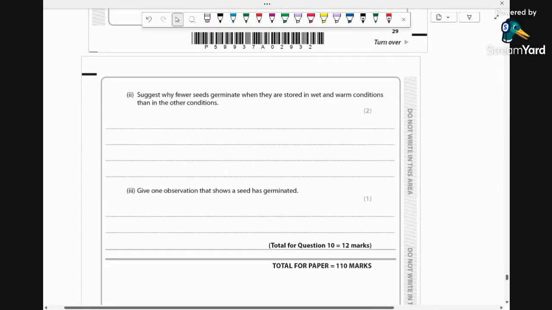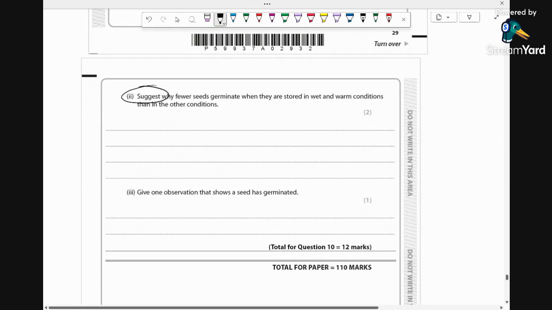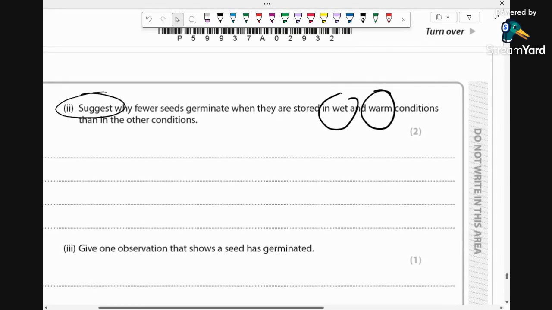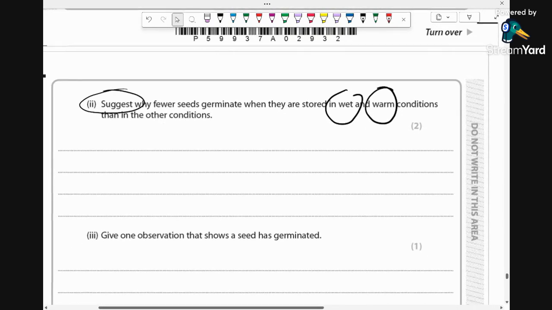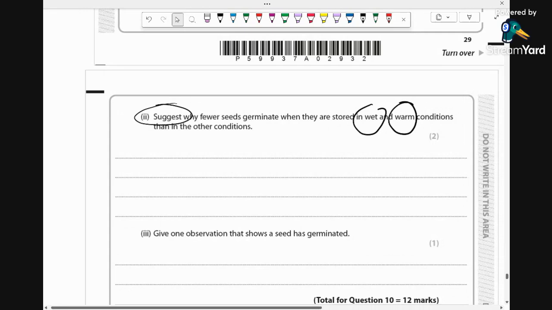Suggest why fewer seeds germinate when they're stored in wet and warm conditions than in the other conditions. So suggest, I don't need to have been taught this. When they're stored in wet and warm conditions. Well, they've already germinated, haven't they? Assuming there's water. Yeah. So they're wet and warm. Assuming there's oxygen and things around, they'll have already germinated.